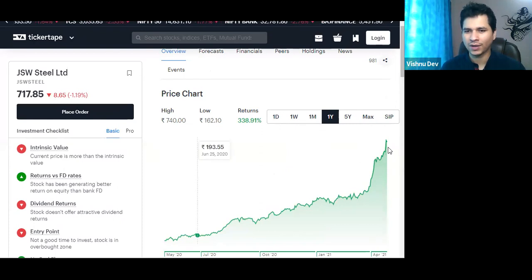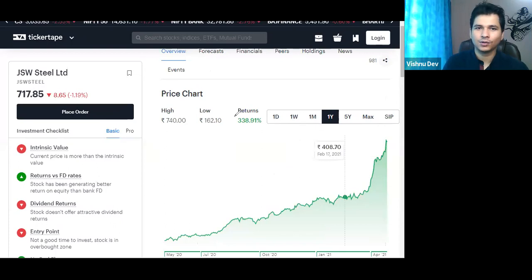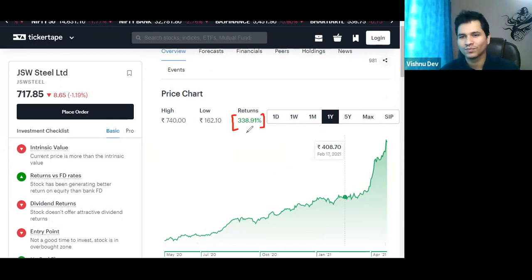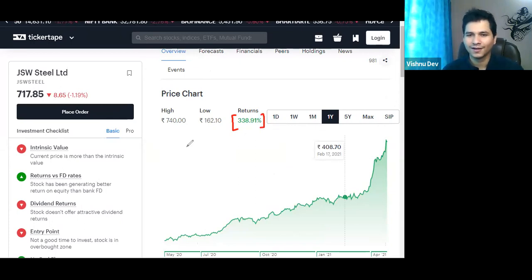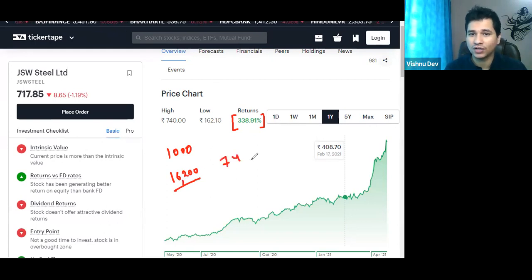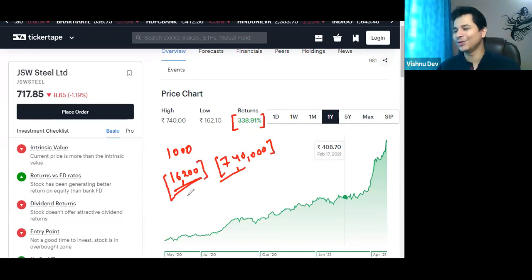And what is the price after 1 year? It was 770 rupees. What is the percentage return? Tell me, what is the percentage return? 338.91%. Means suppose if I would have bought 1,000 shares, at 1,62,000, this 1,000 share, this 1.6 lakh would have become how much? 7 lakh 40,000. Got it? Did you understand? Yes or no? But who knew? Who knew?